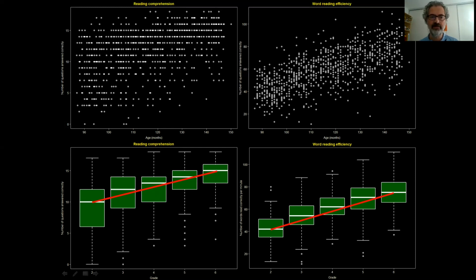But this effect is larger for comprehension, which seems to deviate more from the straight line because the shape of the boxes also changes. So these boxes are much taller than these boxes, which is not the case in the word reading efficiency graph. So this is a more clearly nonlinear relationship, and this is also slightly nonlinear when you look at it in this graph.